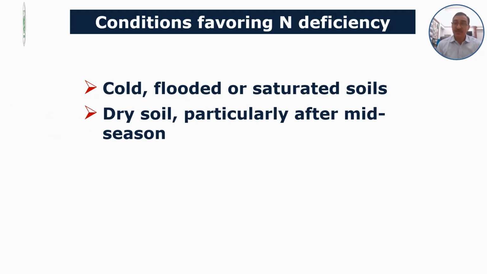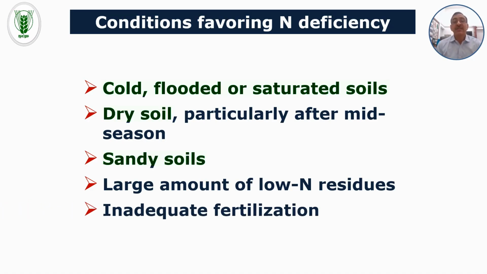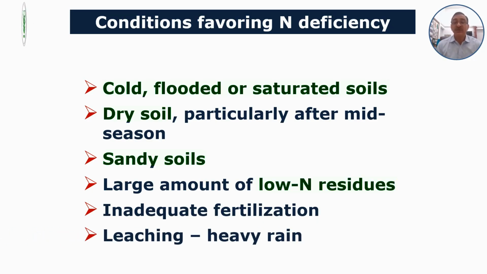So, conditions favoring N deficiency. Generally, nitrogen deficiency occurs under cold, flooded, and saturated soil conditions, dry soil conditions, and sandy soils. Wherever we add large amounts of low-N residue, immobilization of nitrogen takes place, and deficiency of nitrogen to plants occurs. Inadequate fertilization is one major cause. Leaching is another: in high rainfall areas, nitrogen is a deficient element.